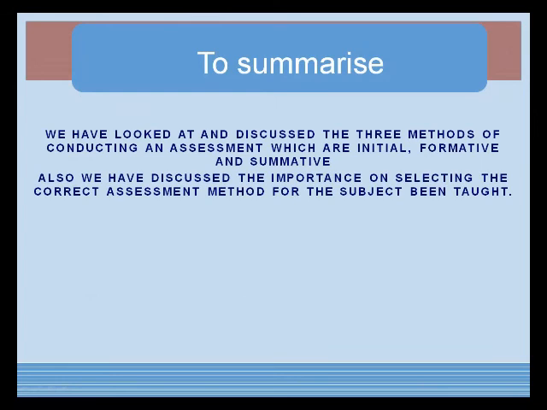So to summarise, we've looked at and discussed the three methods of conducting an assessment, which are initial, formative and summative. Also, we've discussed the importance of selecting the correct assessment method for the subject being taught.